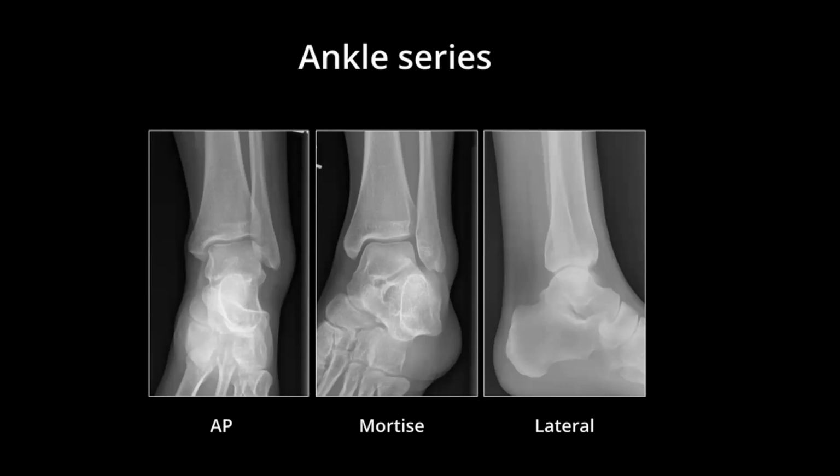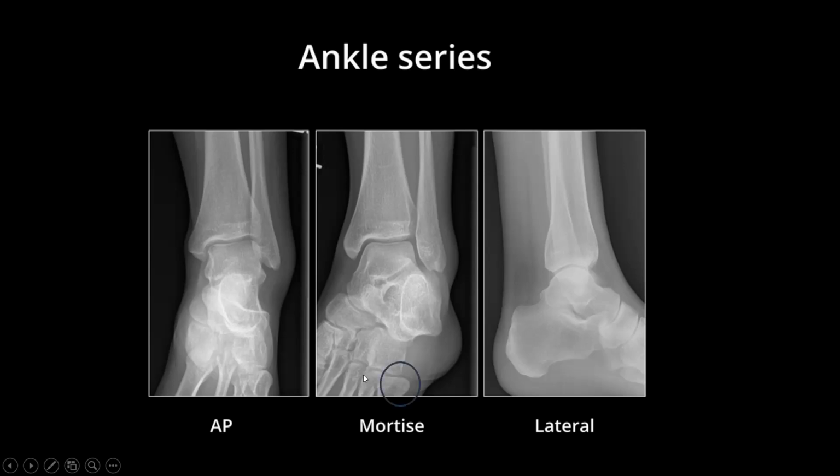The difference between the AP and mortise views is that the AP view is in the normal anatomical position. In the mortise view, we have a slight medial rotation of the foot so that the lateral joint space becomes evident, and there is no overlap between the lower end of the fibula, that is the lateral malleolus, and the talus. Here we are able to see the entire tibial plafond. So this is the mortise view, and this is the lateral view.